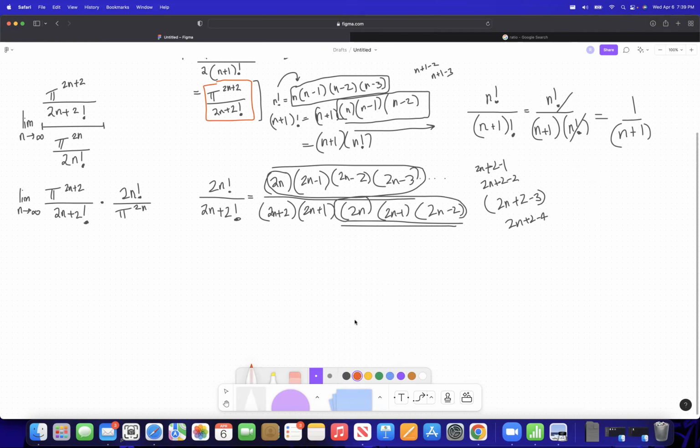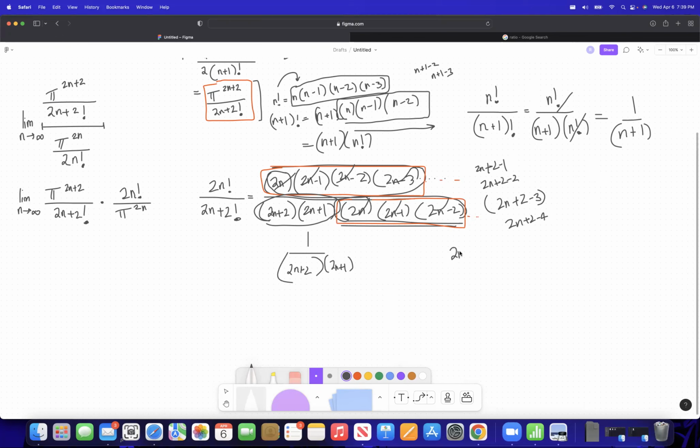So what I'm trying to say here is that this whole area here is 2n factorial, and it is also here. And it's going to keep matching 2n factorial there on out. So all of these sort of cancel out, right? And the only thing that remains is 1 over 2n plus 2, 2n plus 1, right? So that's the idea, right?